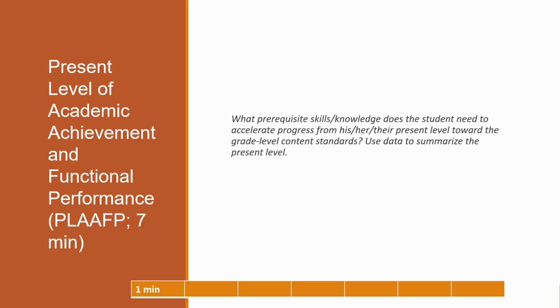The present level of academic achievement and functional performance is a section of the IEP where we describe prerequisite skills and knowledge that the student needs in order to accelerate progress from their present level toward the grade level content standard. We use data to summarize the present level. Now, the grade level content standard should be the grade level of enrollment.